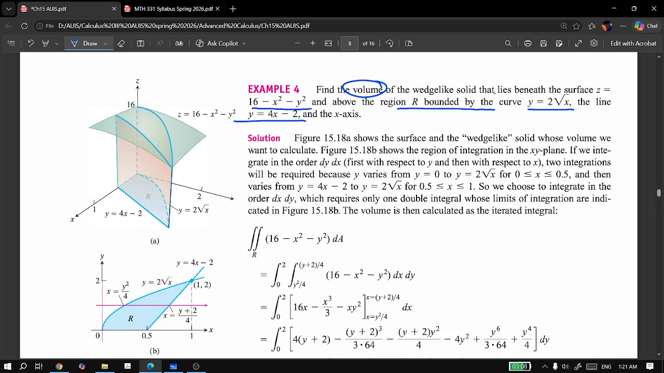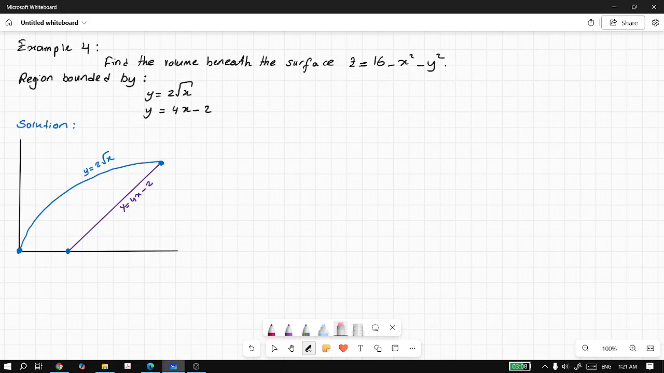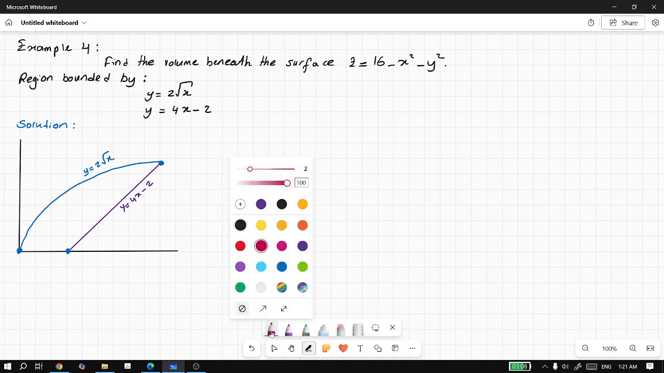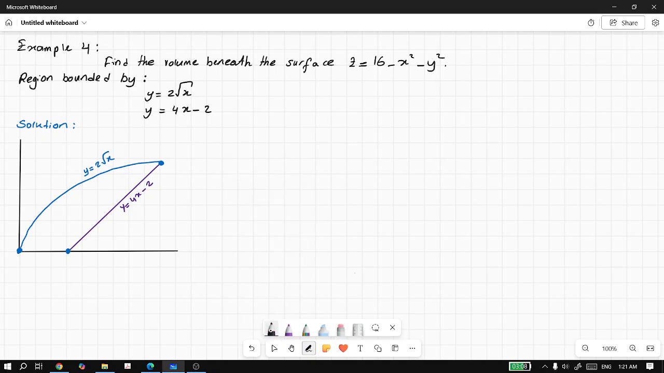Let's see how to sketch the region that we have got and how to deal with the integration, how to find the volume that is required from us. Here I've written the example. I'm going to show you how to sketch the graph of this region, and then see how to find the points that are needed, and how to find the double integration, the volume that is required from us.